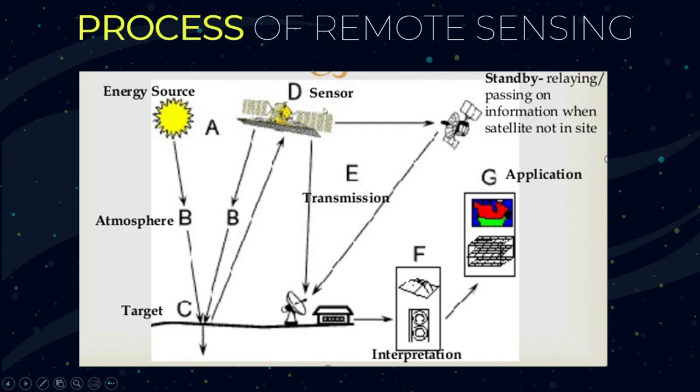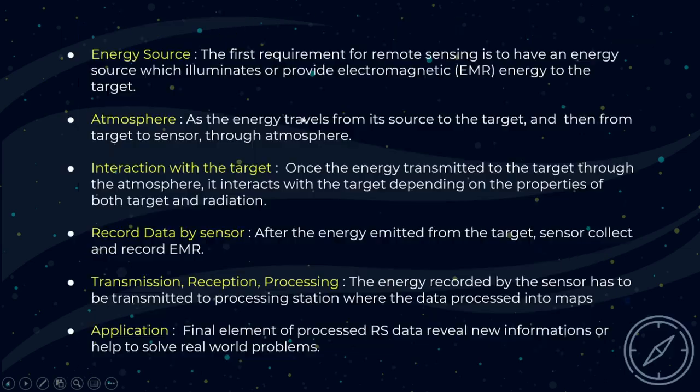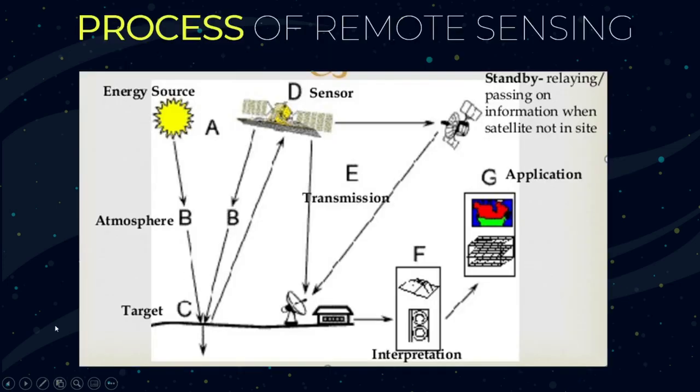After collecting data from the sensor, then the recording of data by the sensor. After the energy is emitted from the target, the sensor collects and records electromagnetic radiation, which means after the reflected waves come to the sensor, it collects and stores the reflected radiation in its memory.